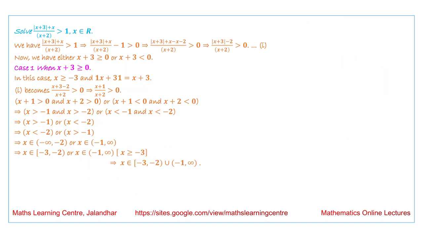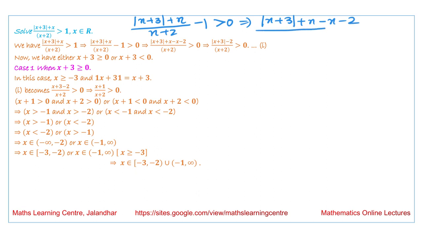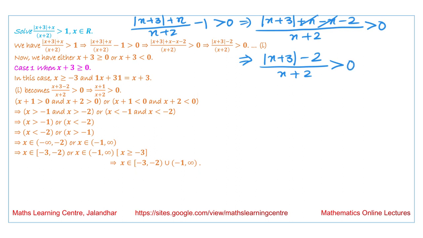Next is mod of x plus 3 plus x over x plus 2 is greater than 1. So we write mod of x plus 3 plus x over x plus 2 minus 1 is greater than 0. This implies mod of x plus 3 plus x minus x minus 2, divided by x plus 2, is greater than 0. So these two values get cancelled. We are left with mod of x plus 3 minus 2 divided by x plus 2 is greater than 0. So again we will have two cases over here.